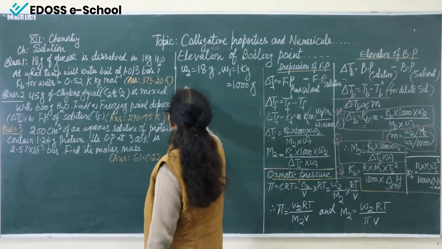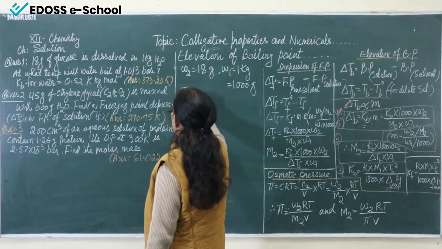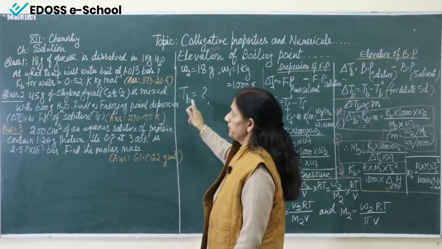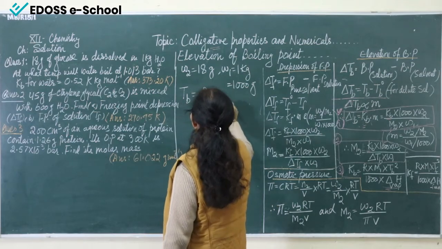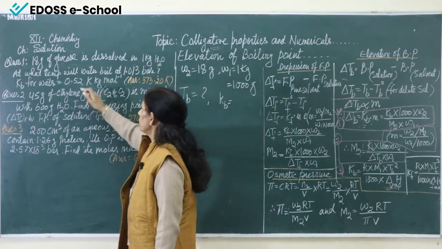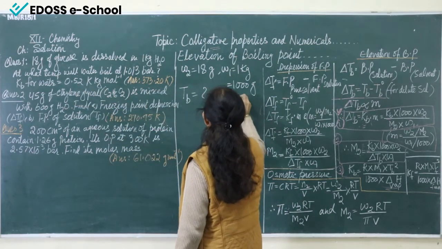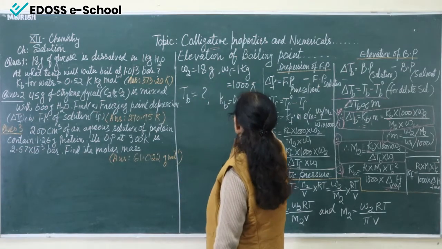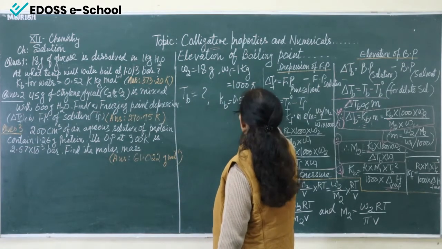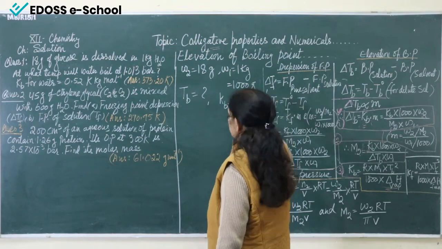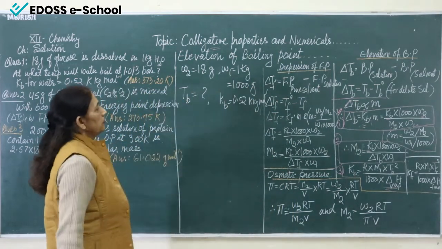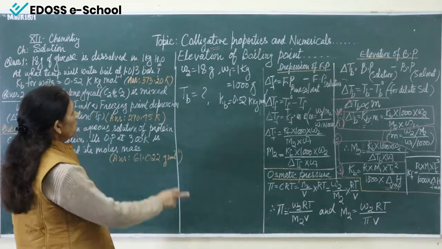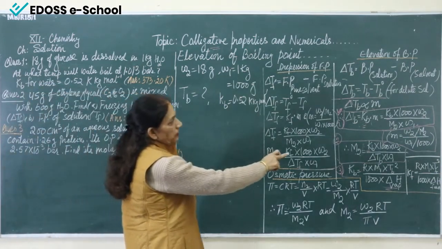So TB you have to find out, and Kb is given to you. This is 0.52 kg per mole. Now this is all that is given in the question. Now we have to come to here.